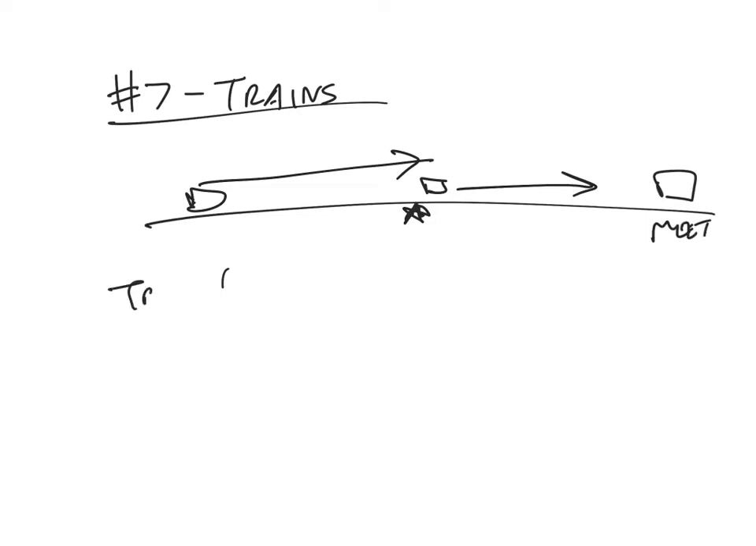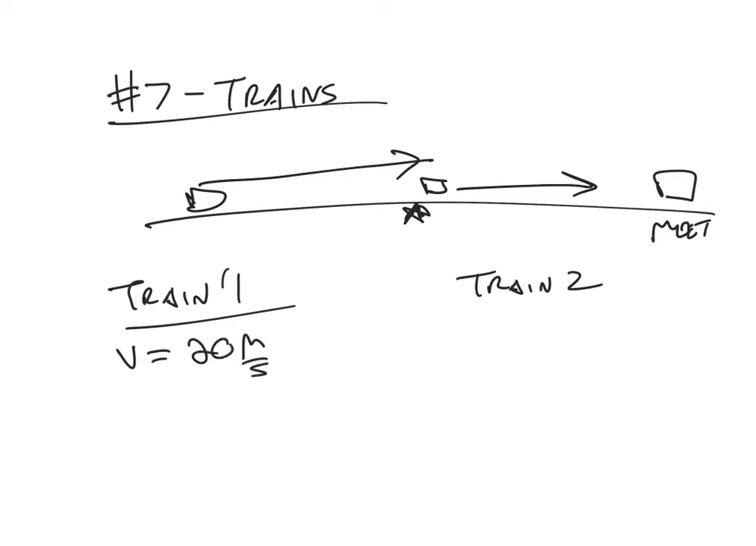Let's call train 1, and train 2. All right, train 1, what do we know about it? Well, it leaves Chicago at noon, and it heads north at 20 meters per second. So that means its velocity is 20 meters per second. Notice I didn't say speed, I'm talking velocity now.